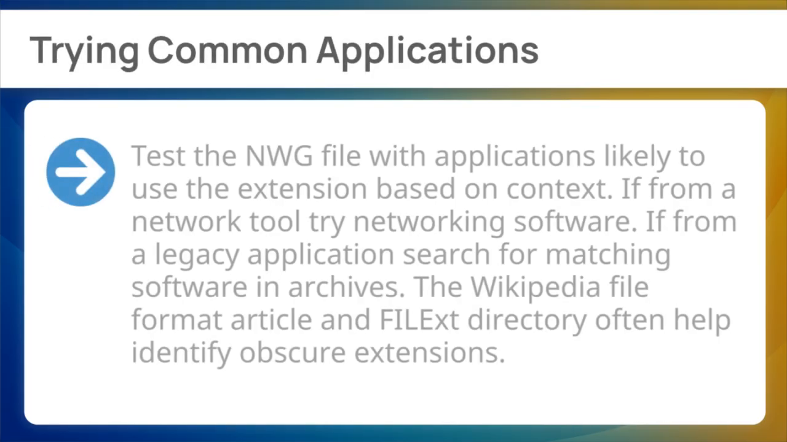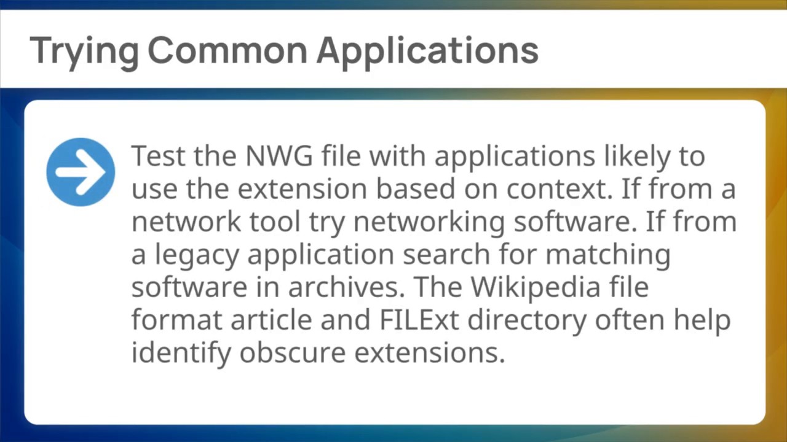Next, trying common applications. Test the NWG file with applications likely to use the extension based on context. If from a network tool, try networking software. If from a legacy application, search for matching software in archives. The Wikipedia file format article and FileXT directory often help identify obscure extensions.